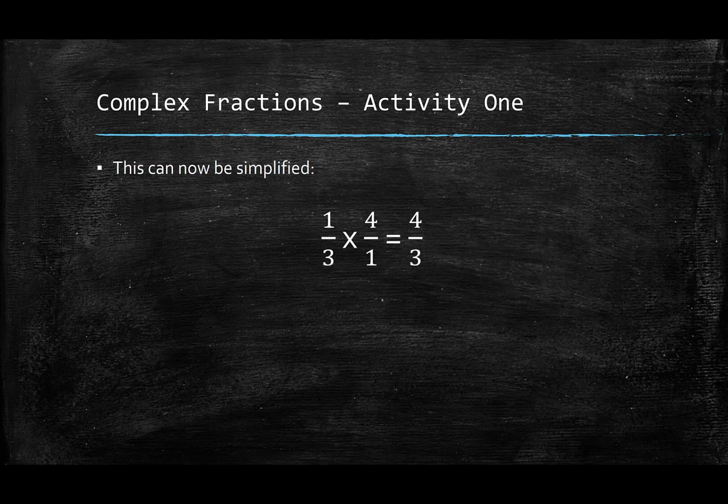We can now simplify our multiplication problem. 1/3 times 4 over 1 equals 4 over 3. Therefore, 1/3 divided by 1/4 is equal to 4 over 3.